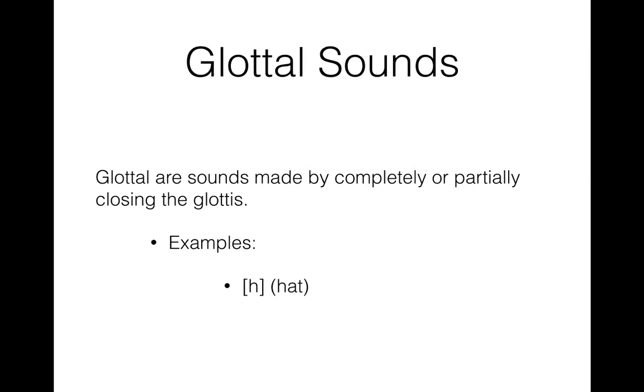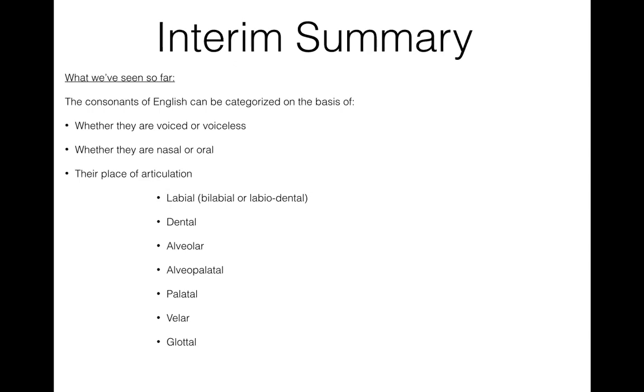So this is a quick summary of what we've seen so far. We've looked at the consonants, and I've taken the consonants of English in particular because it's easier for you to see. But we will be talking about all the different speech sounds, and especially when you create your own language, I want you to use all the different speech sounds in the IPA chart. Consonant sounds of English can be voiced or voiceless, and they can be nasal or oral, depending on whether the air is passing through your mouth or through your nose, depending on whether your velum is raised or lowered. And then there are seven places of articulation, such as labial, dental, alveolar, alveopalatal, palatal, velar, and glottal.